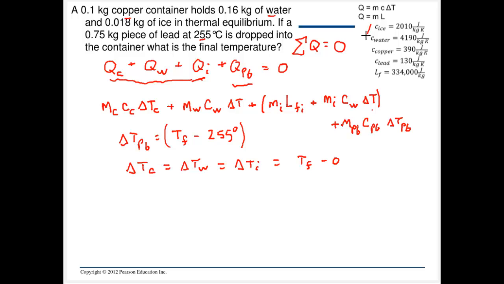And I've listed the specific heats right here, so I've set everything up you need to solve this. You're going to see that the change in temperature of the lead is going to lead to a negative energy value for the lead, and all three of these are going to have a positive value, and we can then solve for the final temperature.